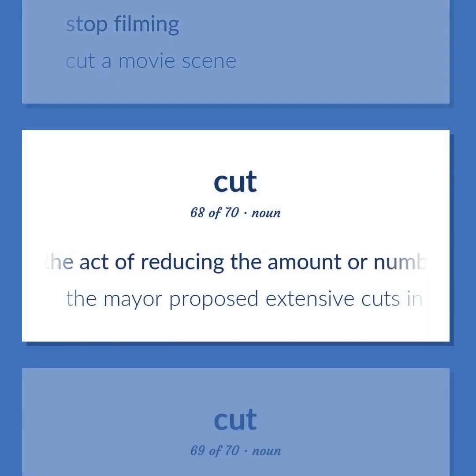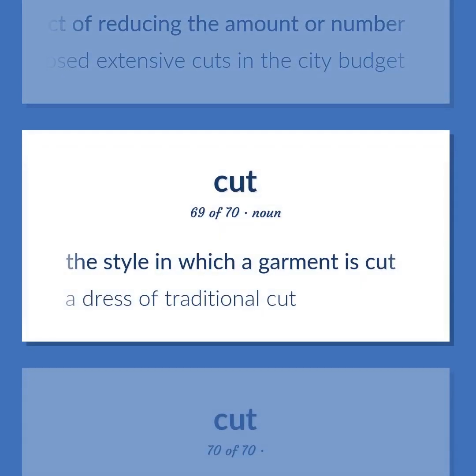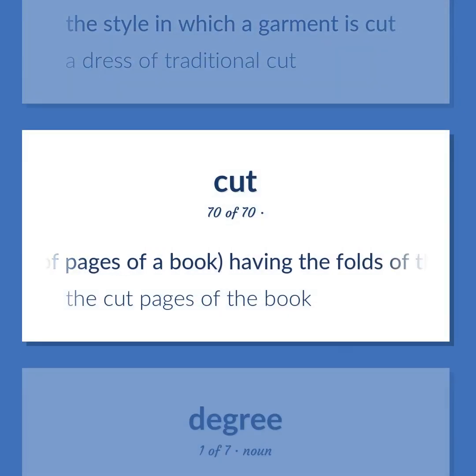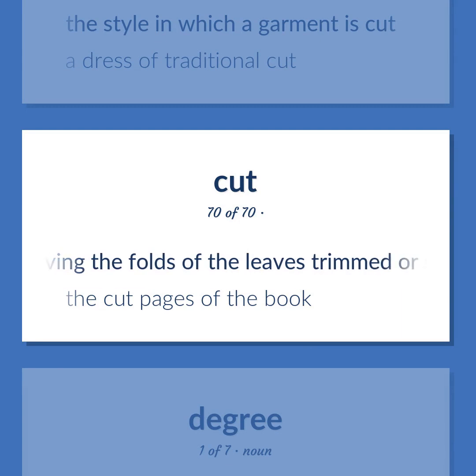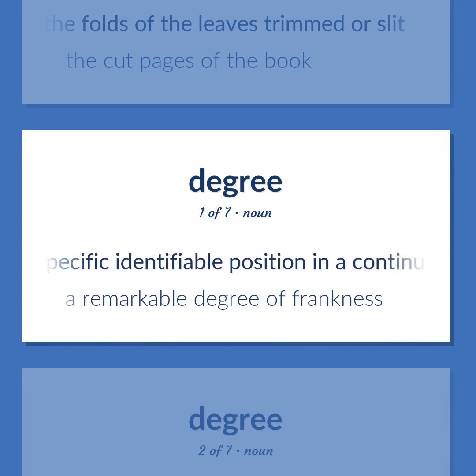The act of reducing the amount or number. The mayor proposed extensive cuts in the city budget. The style in which a garment is cut. A dress of traditional cut. Of pages of a book, having the folds of the leaves trimmed or slit. The cut pages of the book. A specific identifiable position in a continuum or series or especially in a process. A remarkable degree of frankness.